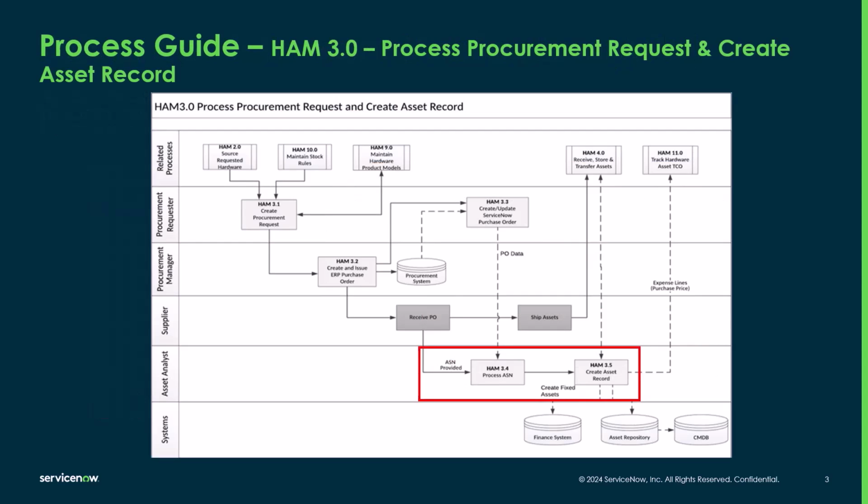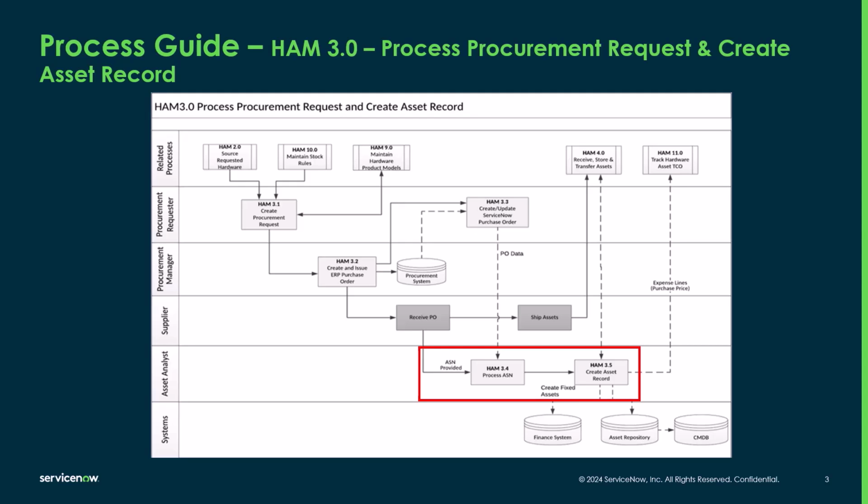The Hardware Asset Management Process Guide outlines the steps that should be taken to properly procure assets and create their corresponding asset records. Advanced shipment notifications can be used to assist asset managers with the bulk creation of assets, which addresses processes 3.4 and 3.5.